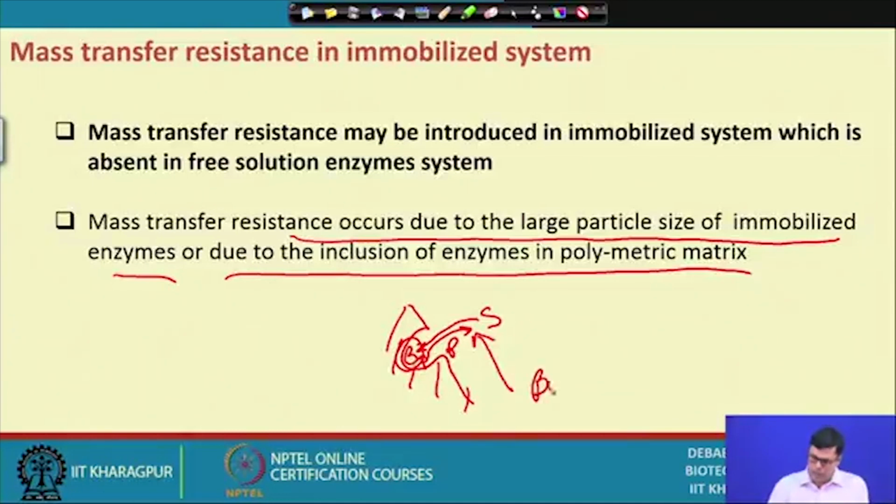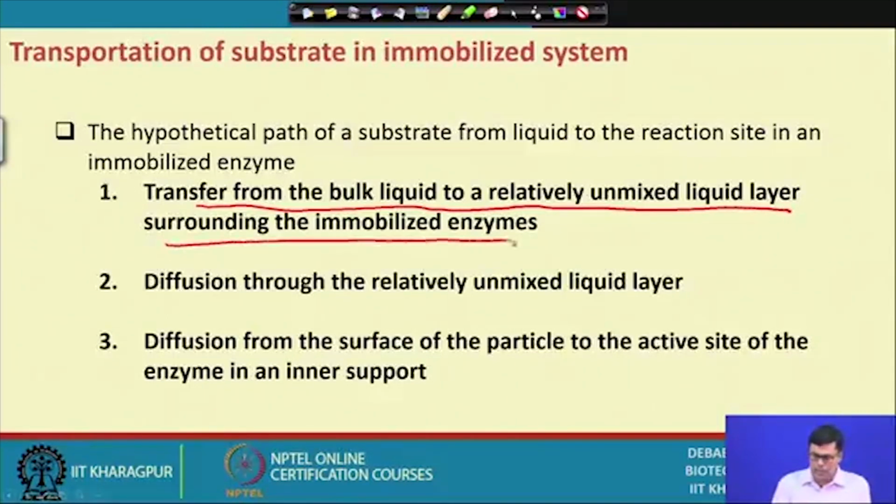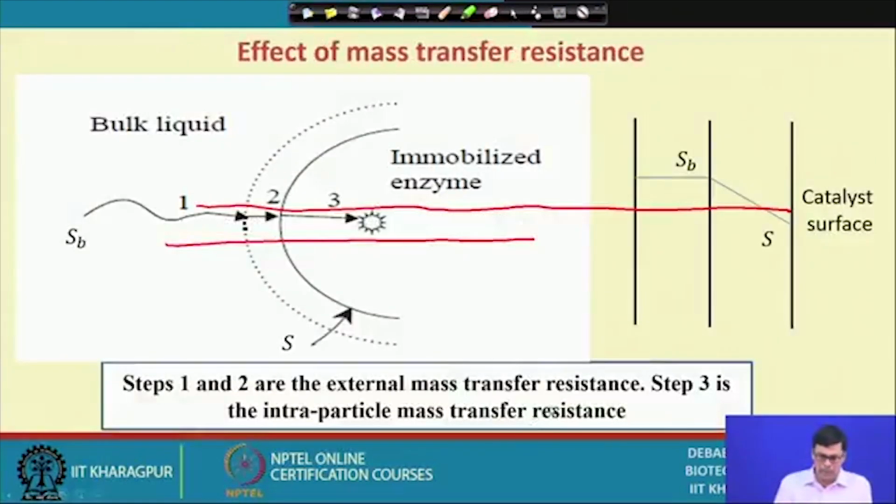This is what we call bulk. Now, transportation of substrate in an immobilized system, how does the transportation take place? You look at this, you see the transfer from the bulk liquid to the relatively unmixed liquid layer surrounding the immobilized enzyme system. I can explain on the basis of this.